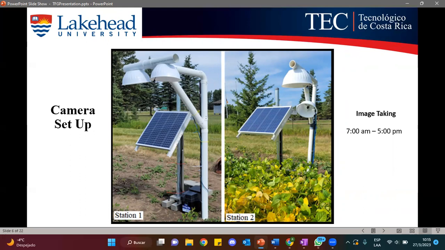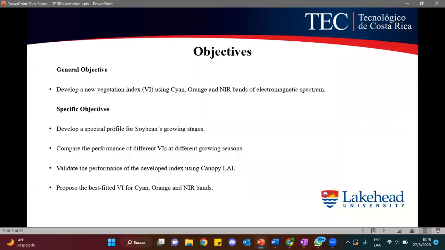the solar position, taking into account variation during the year. And each station had an RGN and an OCN camera. Station one had both cameras in a 90-degree position, and station two had one camera in a 40-degree position and one in a 90-degree position.